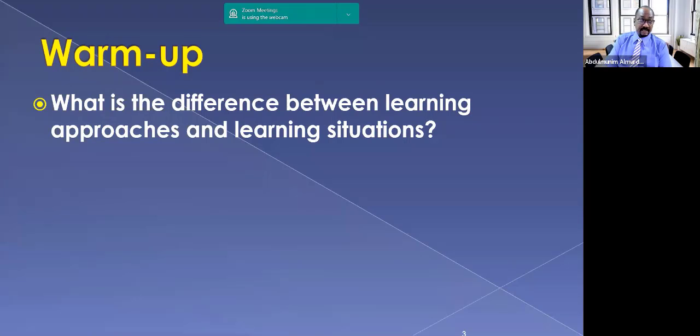When you read this term in medical education literature or books, you often find learning approaches and you sometimes find learning situations. What is the difference between these two? Because when we come to define problem-based learning or PBL, we need to refer to this term again. So what is the difference between learning approaches and learning situations?